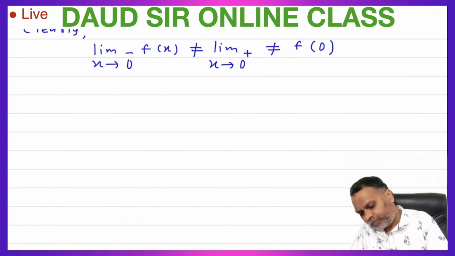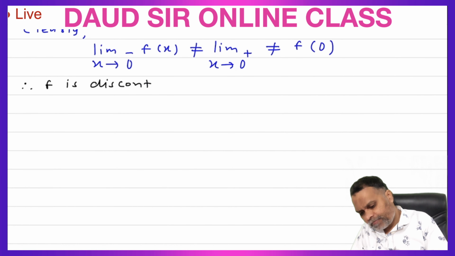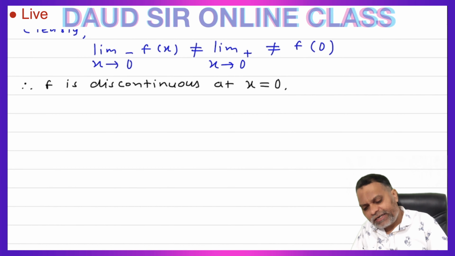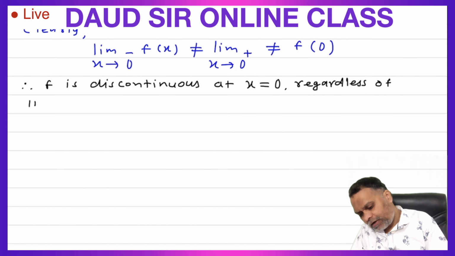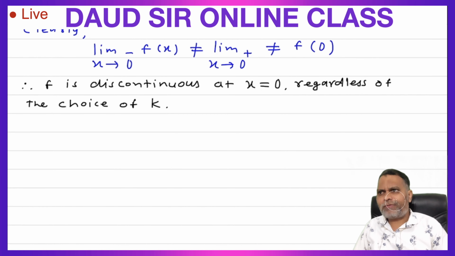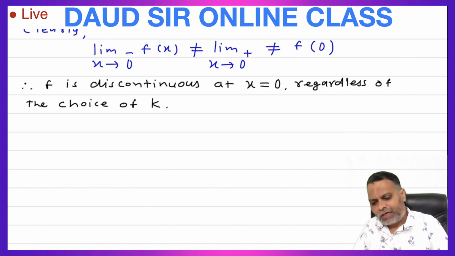Therefore, f is discontinuous at x is equal to 0 regardless of the choice of k. For any value of k, this function is discontinuous. Hence proved.